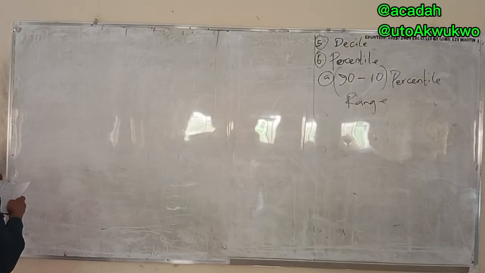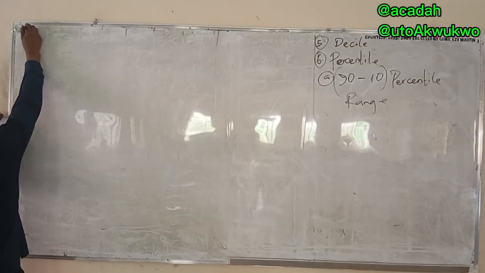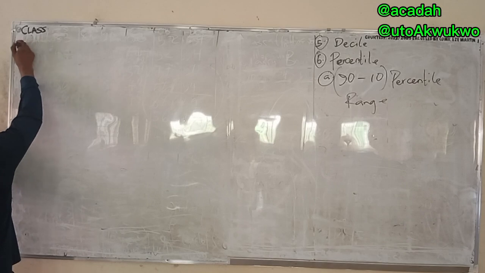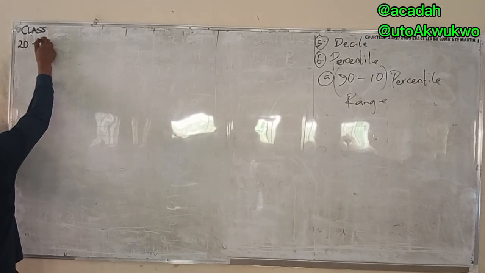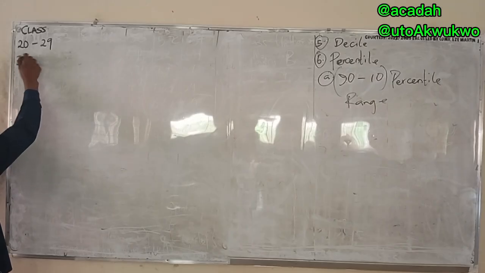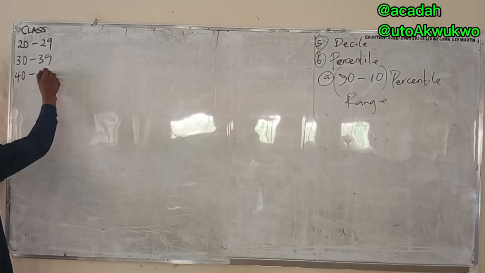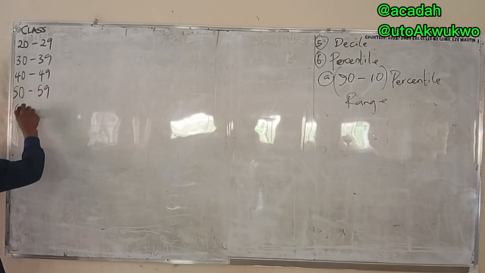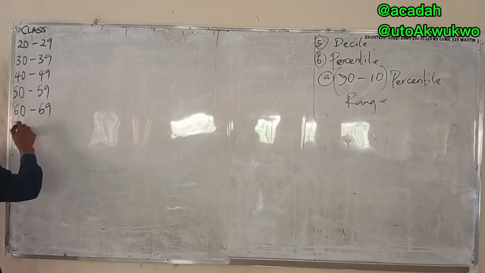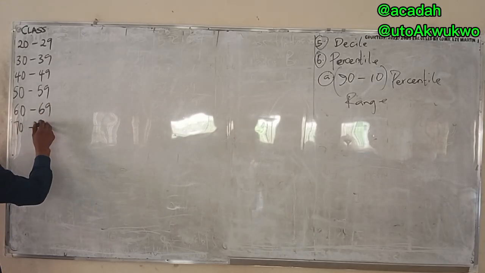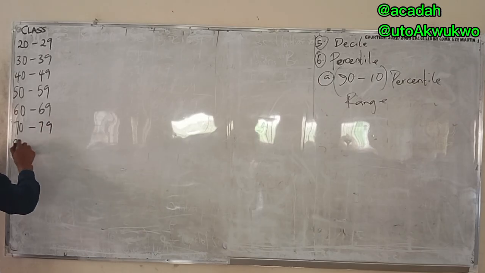So form a table. What it means is class, so I can call it class number. The first one I should use is 20 to 29. Then 30 to 39, which means I can also have 40 to 49, 50 to 59, 60 to 69. That's how they want me to do it. They want the class width to be 9.